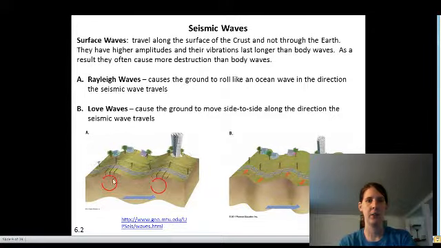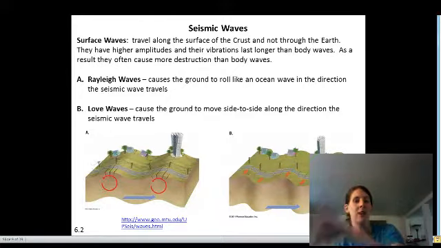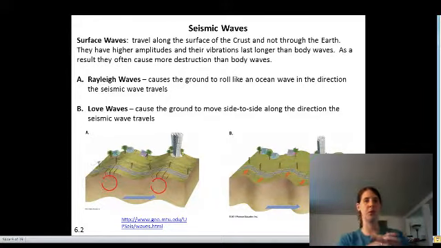Surface waves, we talk about the Rayleigh, are this circular motion, so it makes it actually look like an ocean wave is moving across a landscape. So if you've ever seen a video of an earthquake like that, it literally looks like a wave moving across the surface. These have much higher amplitudes, and their vibrations last longer. So these are the ones that do the damage. So when we talk about damage caused by earthquakes, it's caused by these Rayleigh and Love waves.